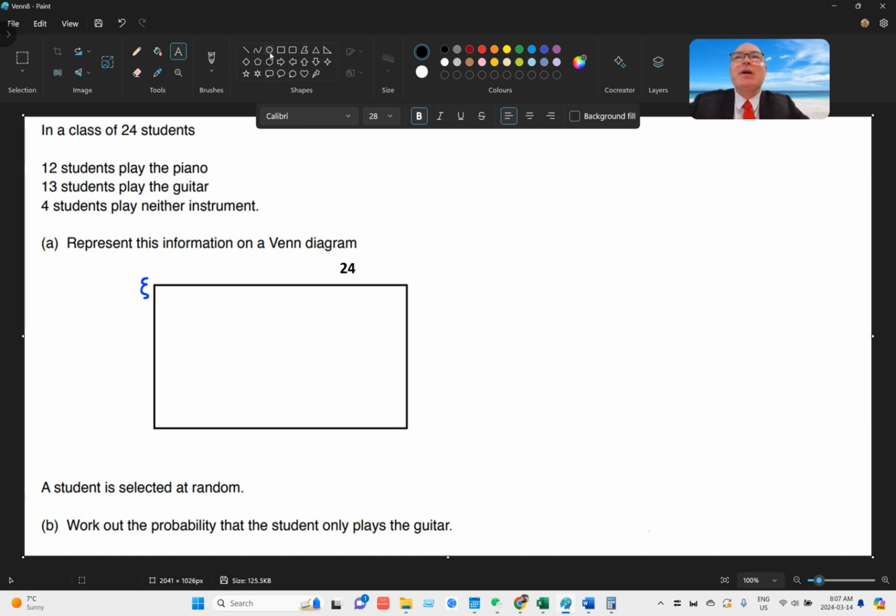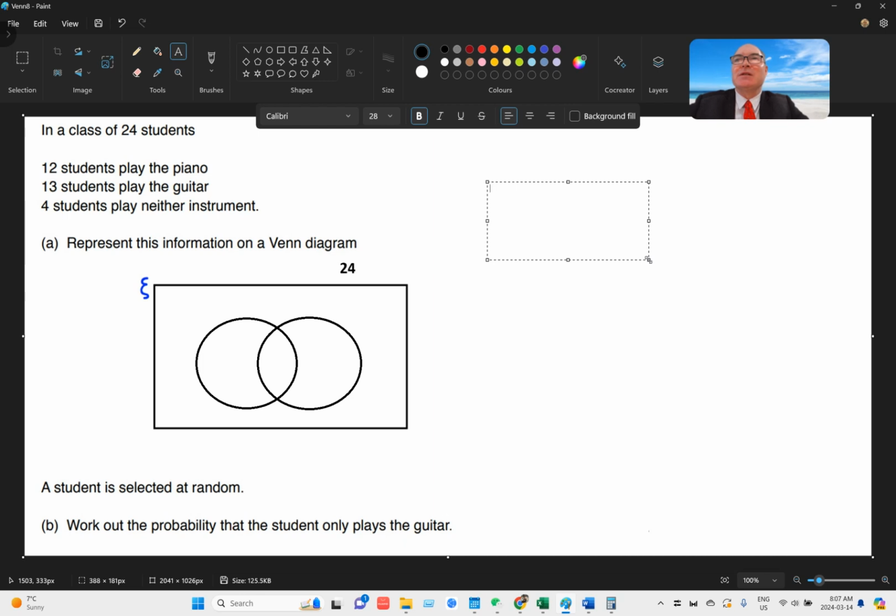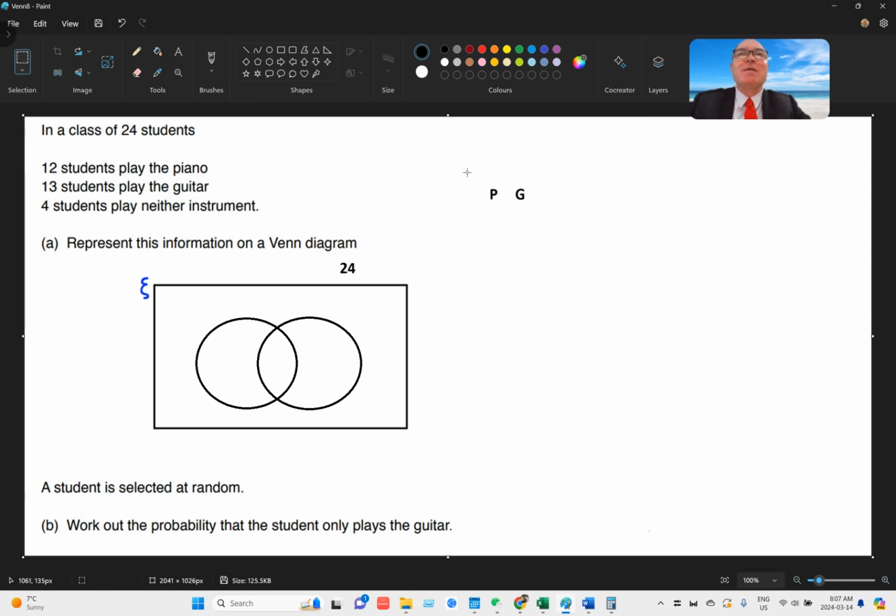Next step, I'm going to define some sets here. I've got a circle here. This is going to be for piano, and this set is going to be for guitar. I know that some play both, so they're going to overlap. Let's slide this over a little bit. You really should name these sets, so P for piano, G for guitar.